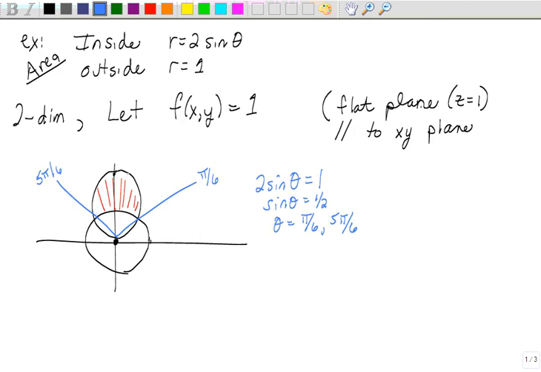Okay, so let's go this way. That's our radius, the difference in our radius. So first we do dr. So r is going to start at 1 and go to 2 sine theta. And theta is going to go from pi over 6 to 5 pi over 6. And my function is 1 times r dr d theta. So anytime you want to find an area that's two-dimensional, then you just let your function equal 1.